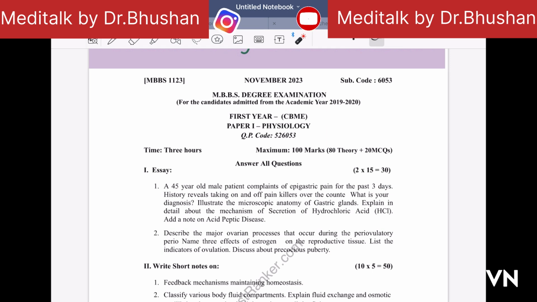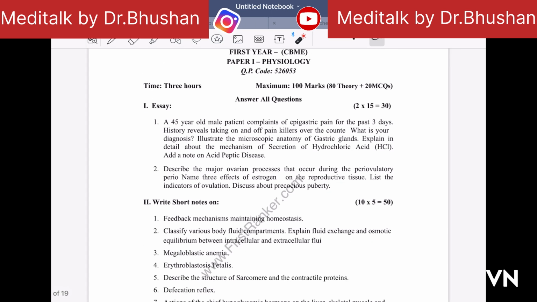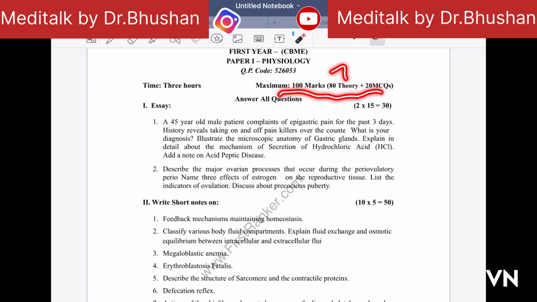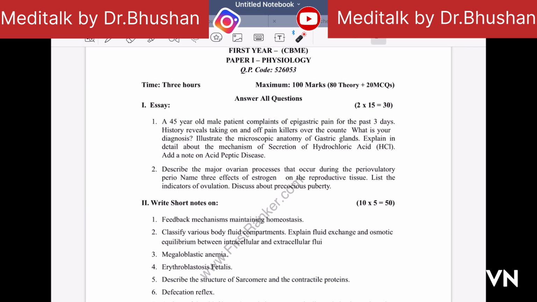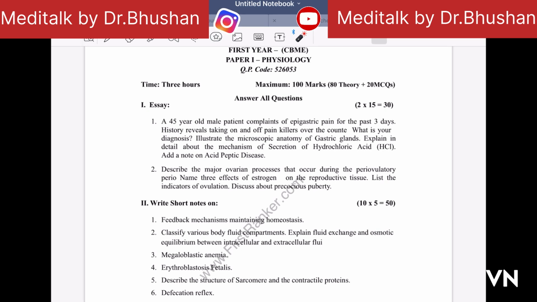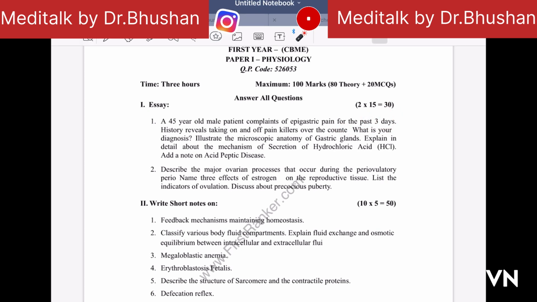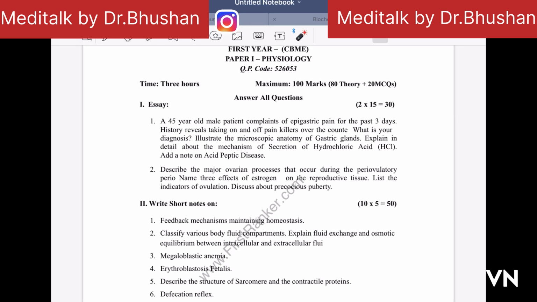November 2023, Paper 1, Physiology, CBME pattern, 100 marks: 80 for theory and 20 for MCQ. Here also they add a clinical scenario. First, read the question. A 45-year-old male complains of epigastric pain for the past 3 days. History reveals taking painkillers over the counter on and off.